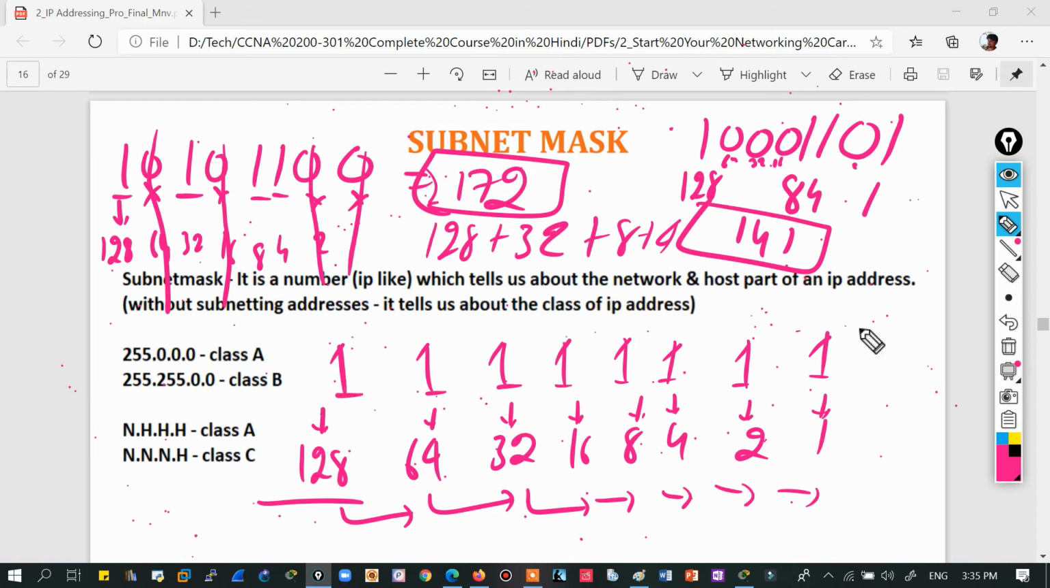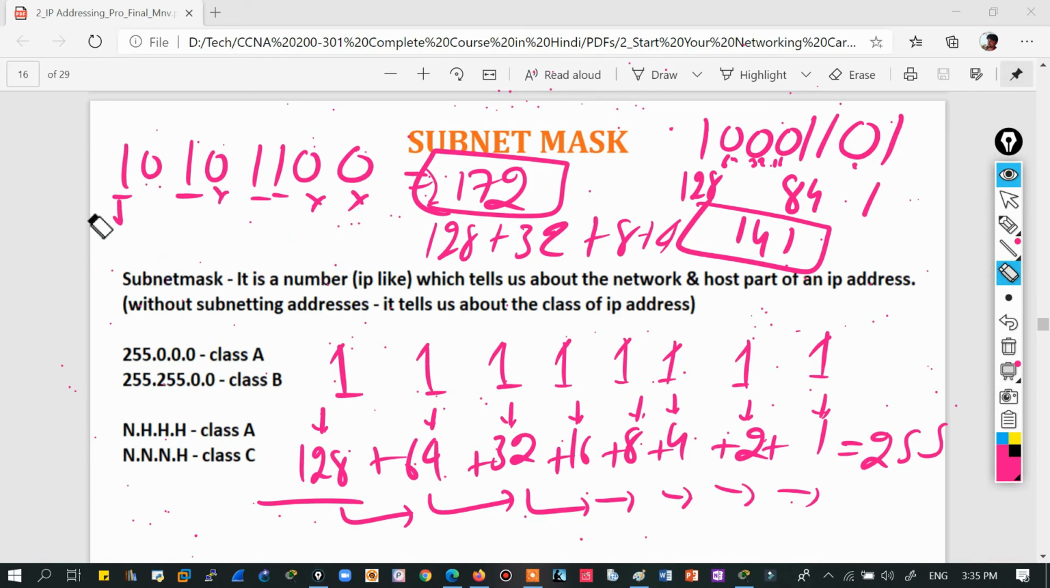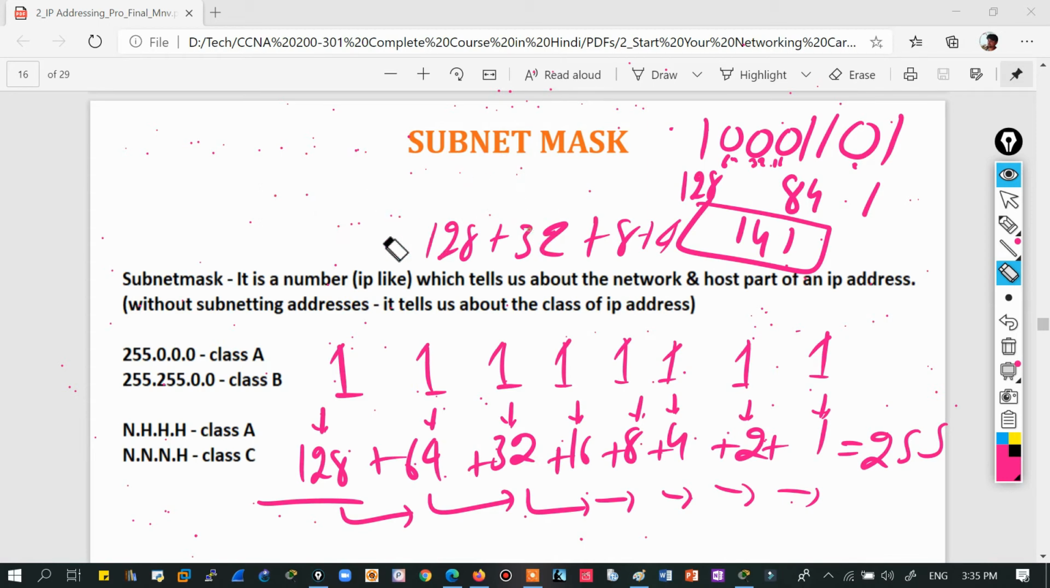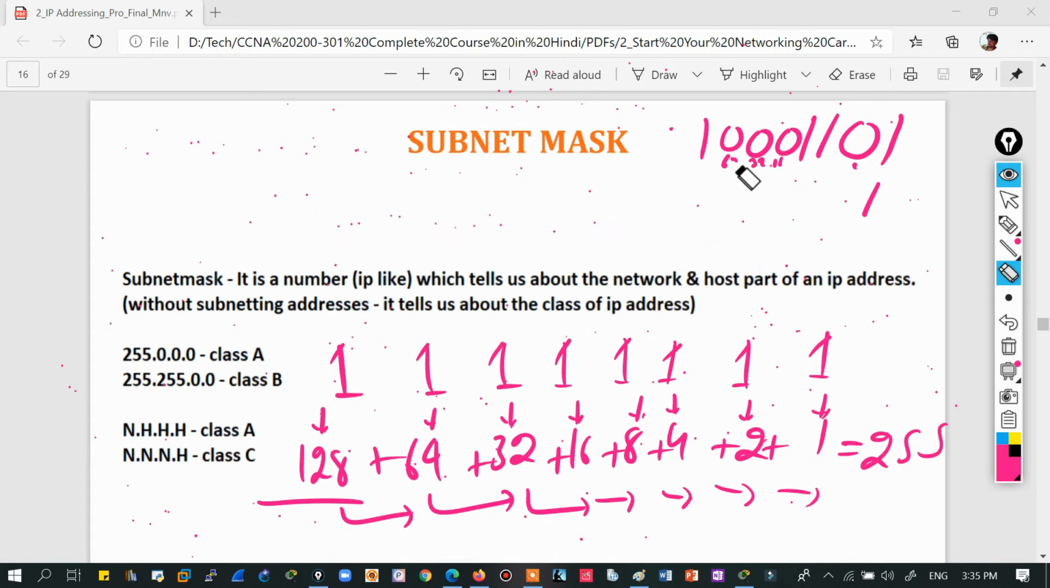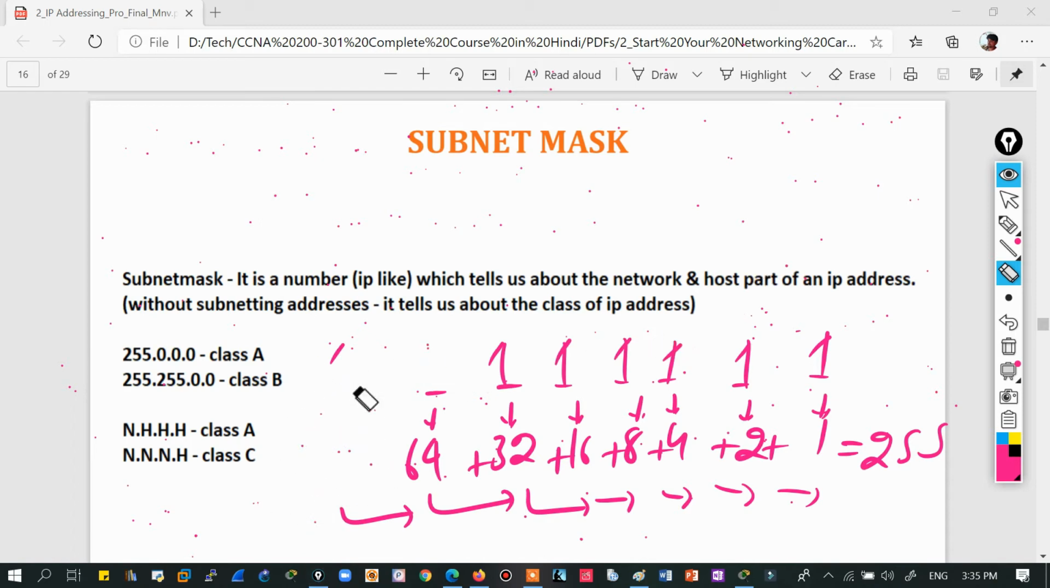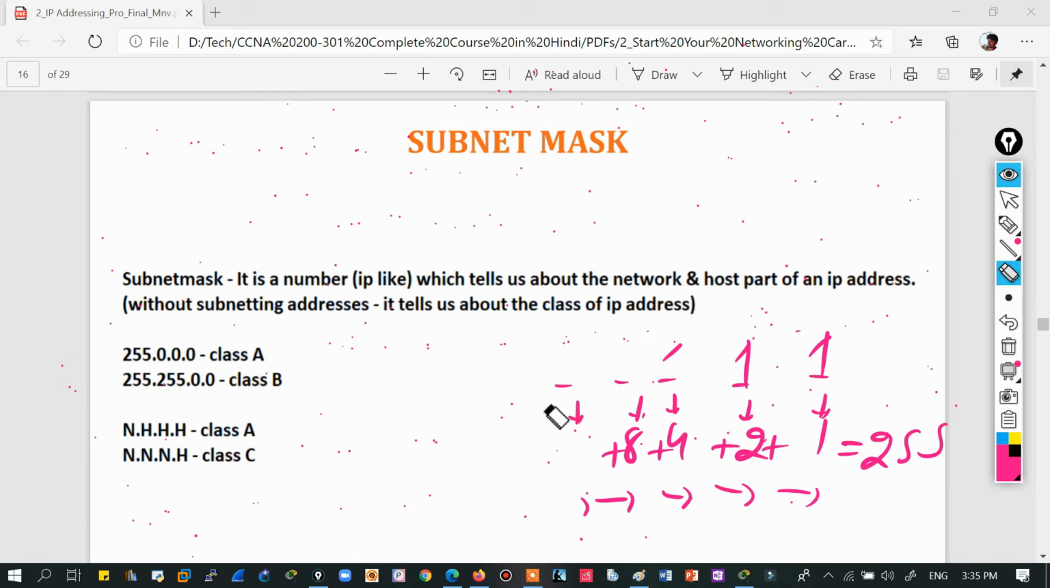When you have all ones, you need to add all of them, so the result should be 255. So in class A, this is the reason why we have 255 only one time, because there are only 8 network bits. It means there are only 8 on bits, 8 ones. But in class B, there are 16 ones. It means 255.255.0.0.